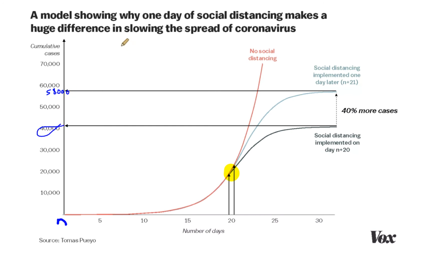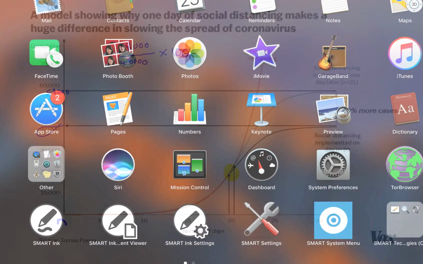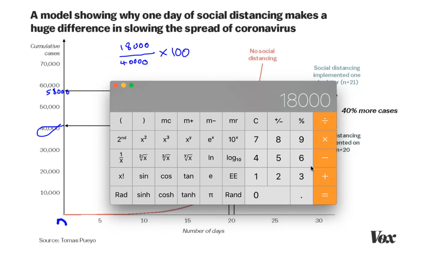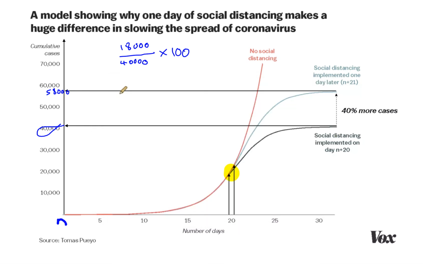So what's the difference between 40 and 58? Well, that's 18,000. So 18,000, that's 18,000 more in the N plus 21 case than the N plus 20 case. 18,000 over 40,000. We express that fraction and then multiply it by 100, we will get the percentage increase. So if we get our calculator out, we can do that. So 18,000 divided by 40,000 is 0.45 times by 100. So 45%, that's saying. So they're saying 40% here.